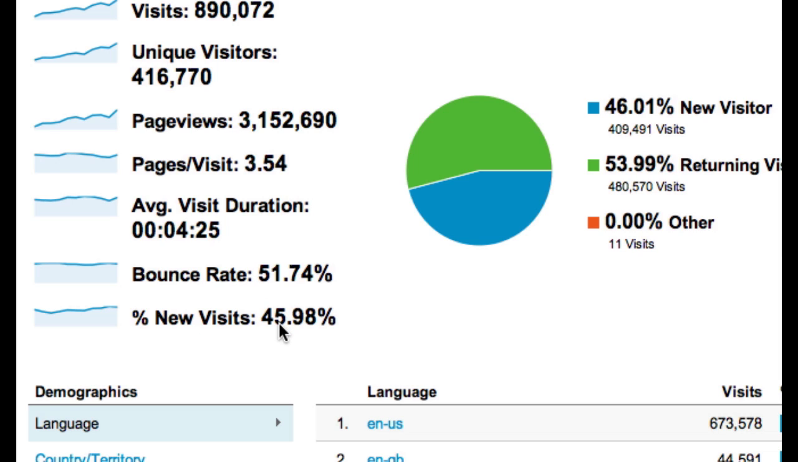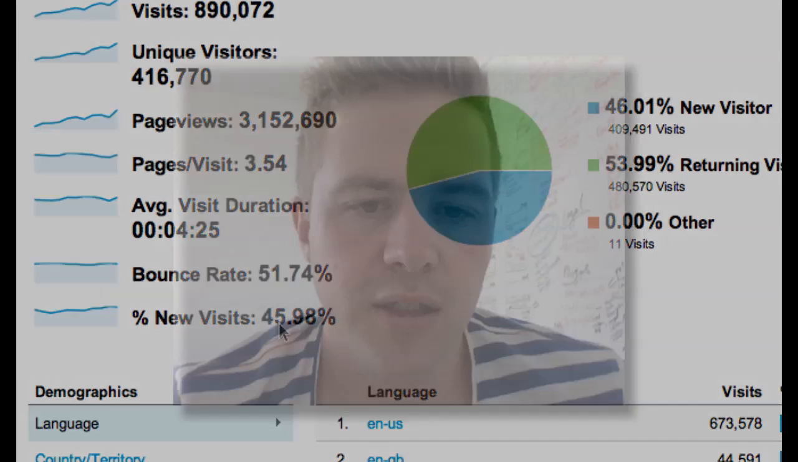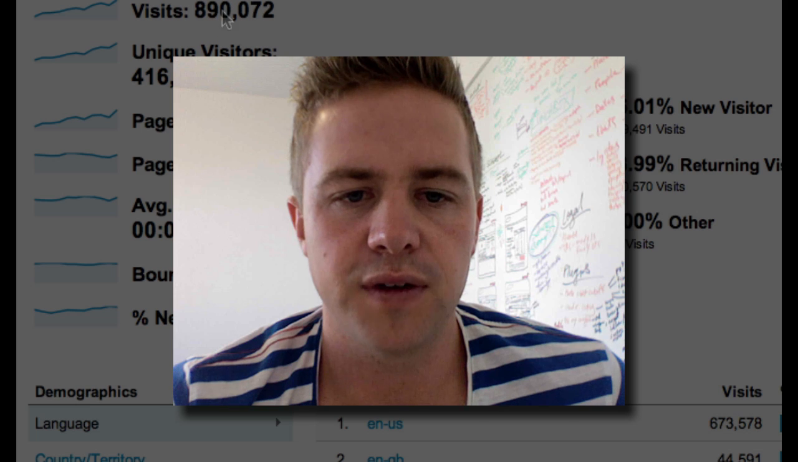Percentage new visits is the amount of people that haven't been on your site before. Again, your devices need to be taken into consideration here. If it's the same device, that would count as a returning visit. If it's a new device, that would be a new visit. The point I'm trying to make is that we need to clearly understand the value of each of these figures.